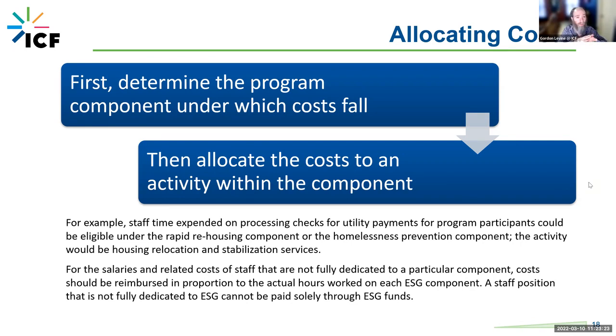So we've determined that it's emergency shelter. Great. What activity within emergency shelter is it covered by? Is it operating costs? Is it case management, et cetera? There's an example down there. Staff time expended on processing checks for utility payments could in theory be eligible under rapid re-housing or under homelessness prevention. The activity is housing relocation and stabilization, which is an eligible activity within both of those program components.